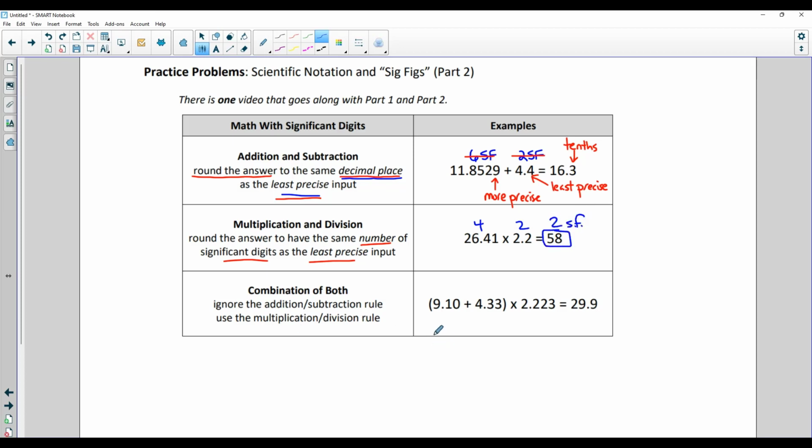Now, if you end up doing a combination of addition, subtraction, multiplication, and division, kind of like this problem here that uses addition and multiplication, well, you just ignore the addition-subtraction rule and you use the multiplication and division rule. And so out of this, we've got 3 sig figs here, 3 sig figs here, and 4 there. So the answer gets rounded back to have 3 significant figures. Let's get into some practice problems.